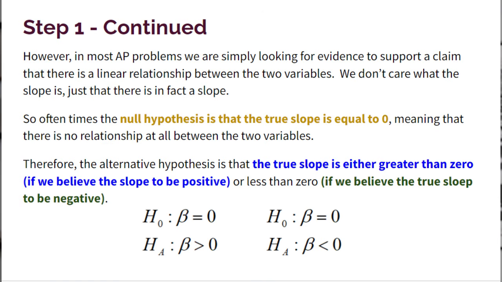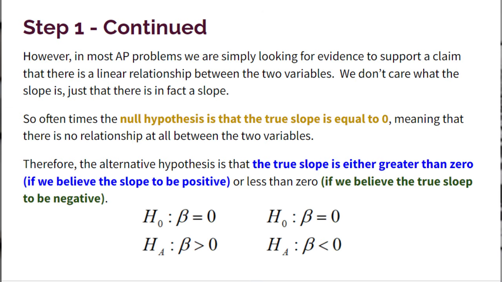So oftentimes the null hypothesis is that the true slope is equal to 0, meaning that there is no relationship between the two variables. So we assume there's no relationship whatsoever, and then the alternative hypothesis is that the true slope is either greater than 0 if we believe the slope to be positive, or less than 0 if we believe the slope to be negative.